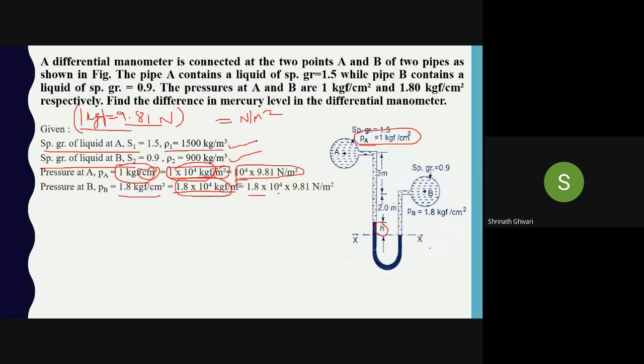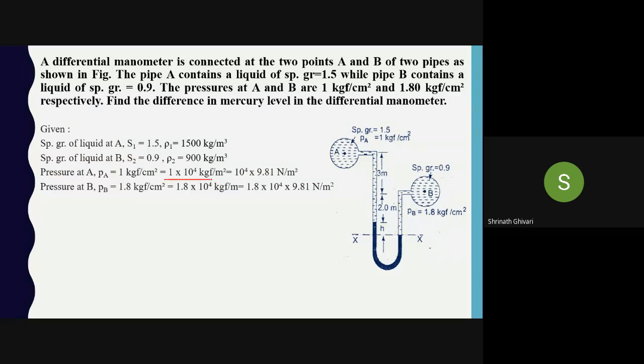So 1.8 into 10 raised to 4 into 9.81. Don't ask me why I have not multiplied 1 into 10 raised to 4, because anything you multiply to 1 will be the same. So here 1 into 10 to 4 Newton per meter square is the pressure at A, and the pressure at B in terms of Newton per meter square is 1.8 into 10 to 4 into 9.81. Okay, now the density of mercury is 13.6 into 1000 kg per meter cube.